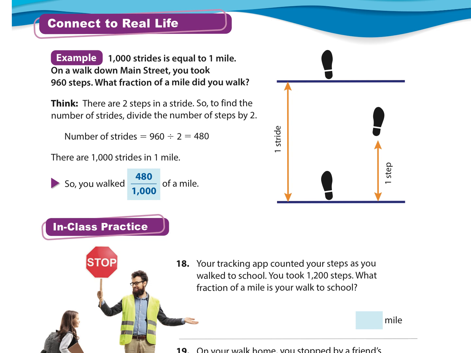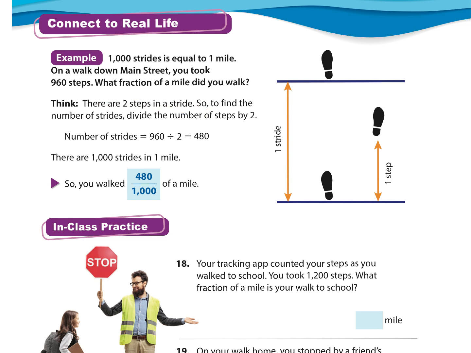So it says 1,000 strides equal to 1 mile, but it's showing us a visual over here. Look at my stride versus a step. Do you see the difference? My stride is almost twice as long as just a step. So it says on a walk down Main Street, you took 960 steps. What fraction of a mile did you walk? So it's telling you, think about this. There are 2 steps in a stride.